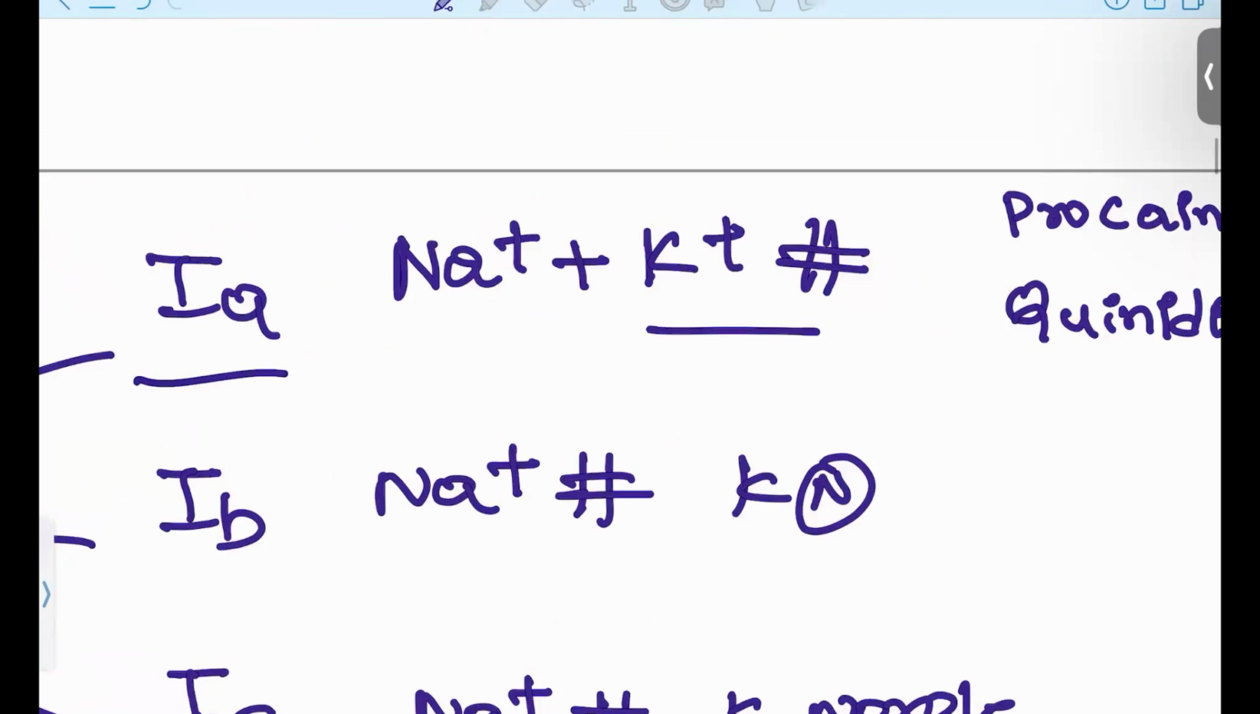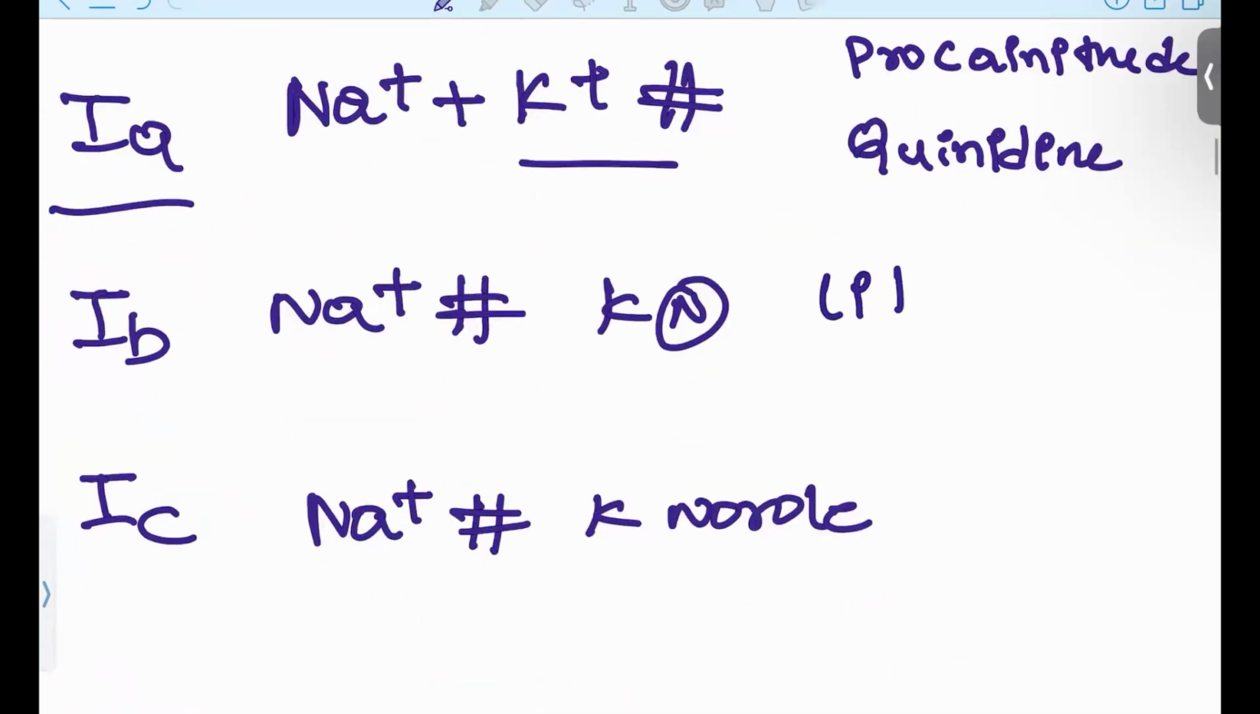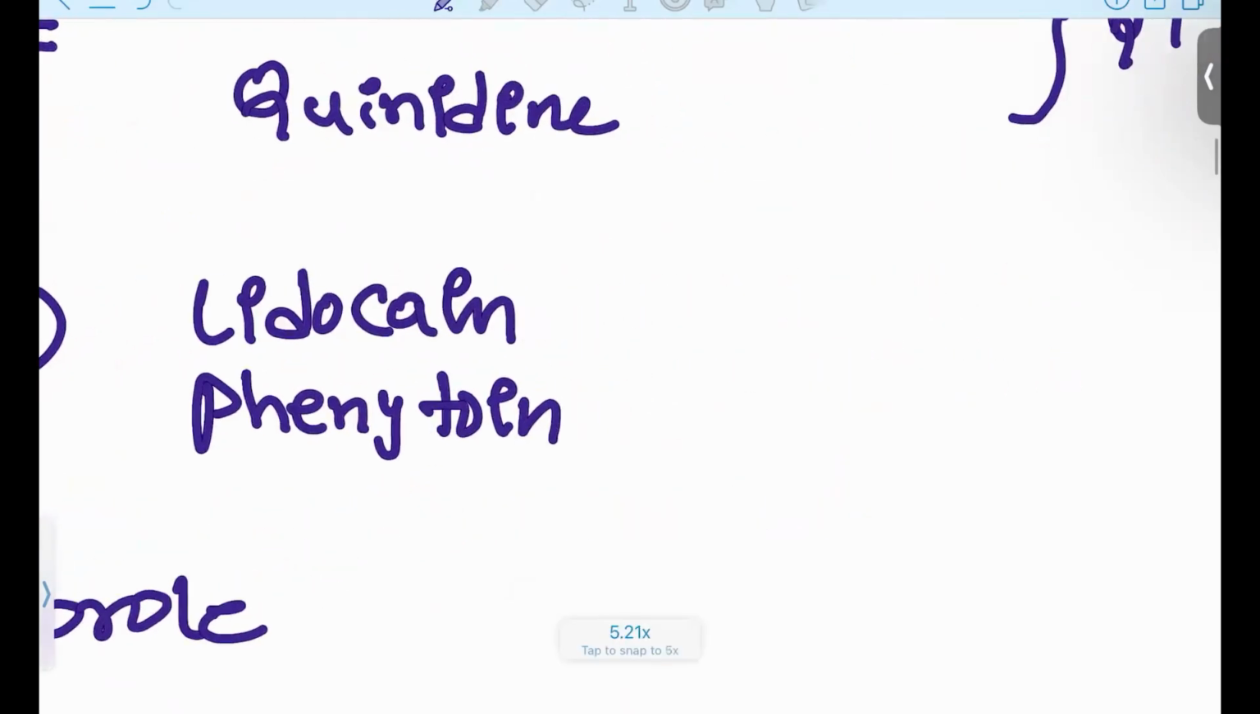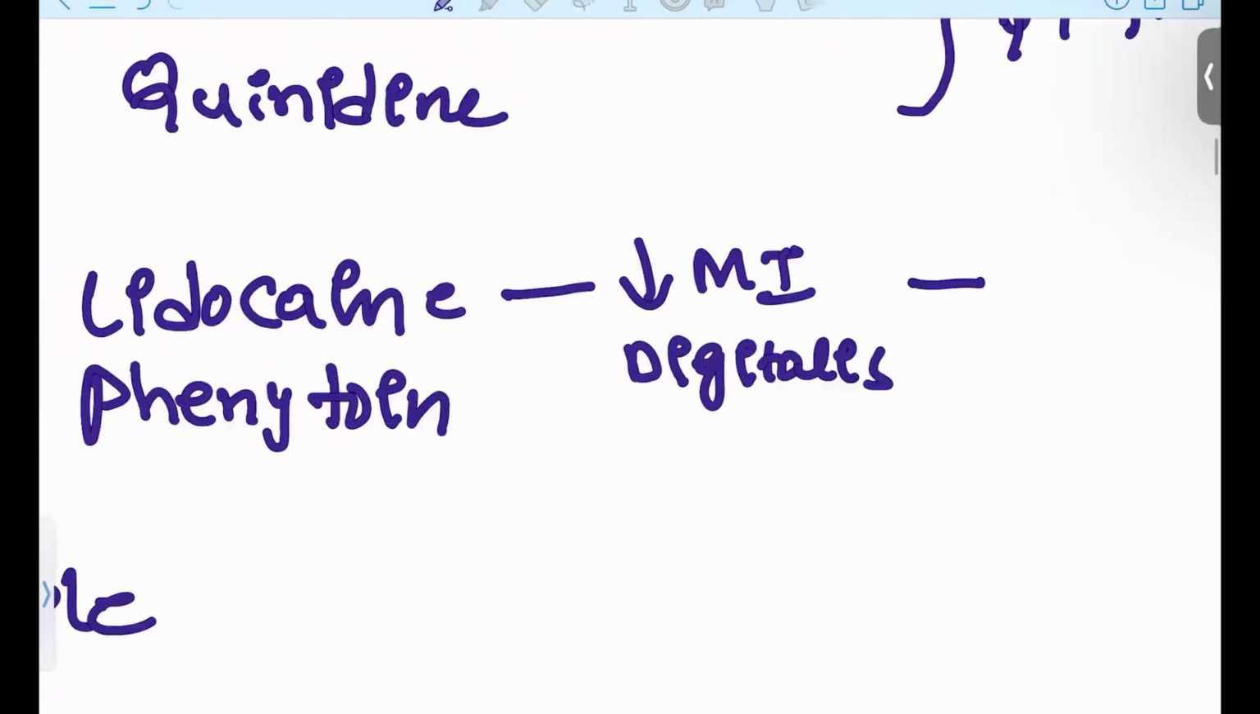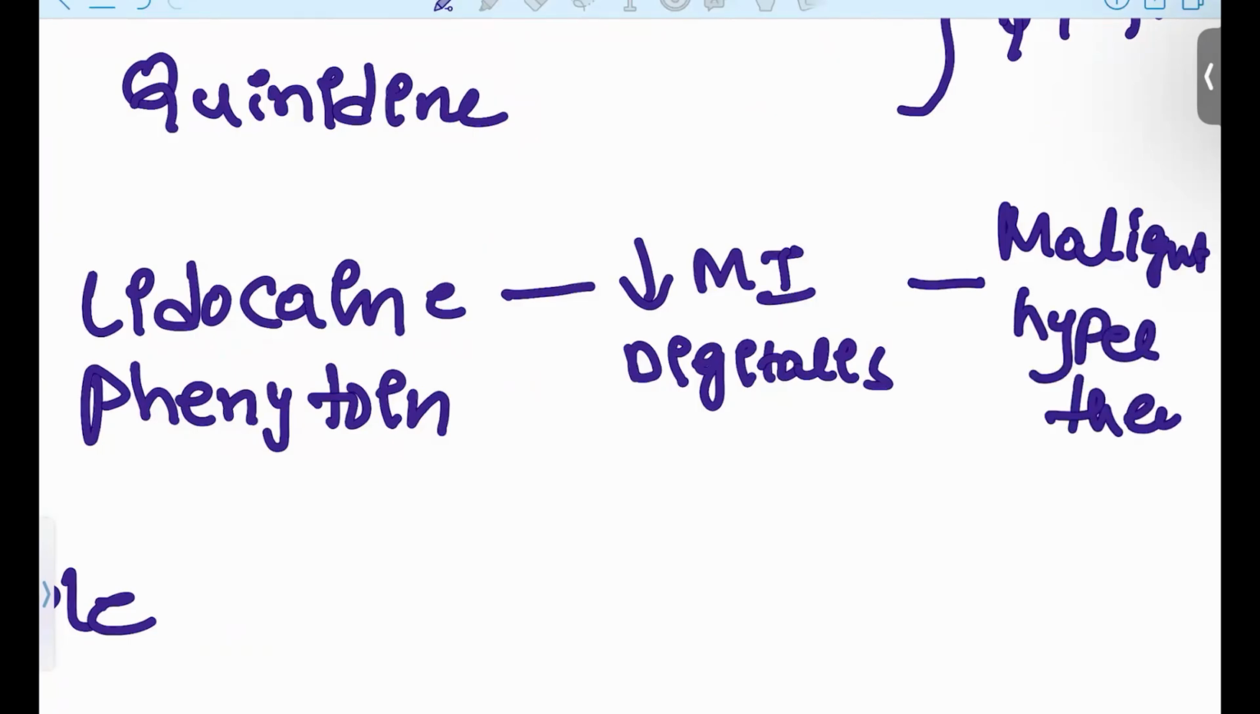Okay, one thing. And the next one is your lidocaine, and also your phenytoin. These two drugs are in the 1B drugs. And what is the use of lidocaine? You all know it will decrease MI-induced arrhythmia. It will also decrease digitalis-induced arrhythmia. But there is a high chance it can cause malignant hyperthermia. Okay, malignant hyperthermia is seen with lidocaine infusion.